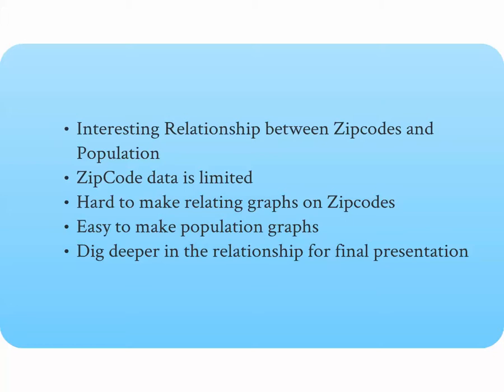And problems I've had throughout this research so far is that the zip code data is really limited. There's only so much you can do with it. You can't really make graphs with it. It's hard to actually get good information from a graph with the data that it provides. But it is easier to get a population graph, and so I'll relate that with the zip codes.